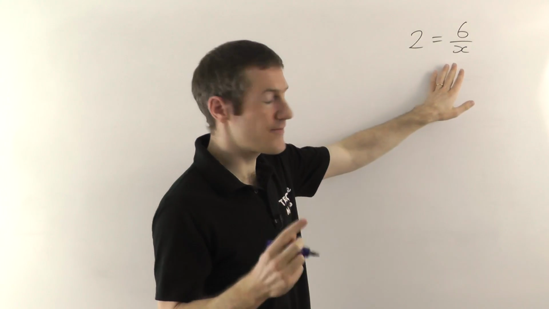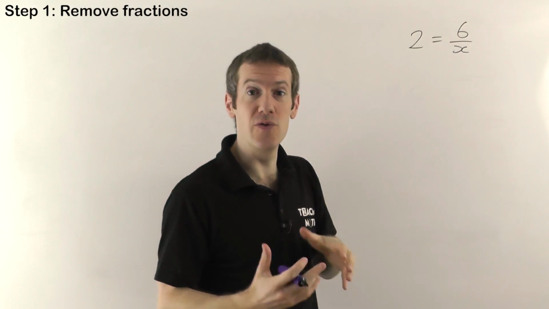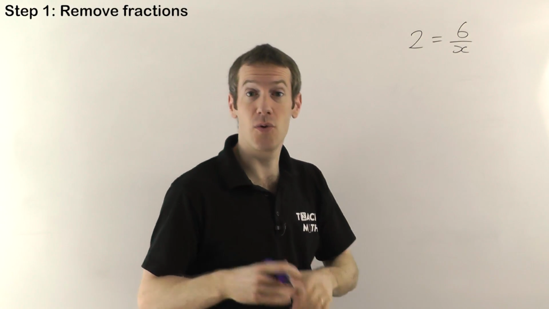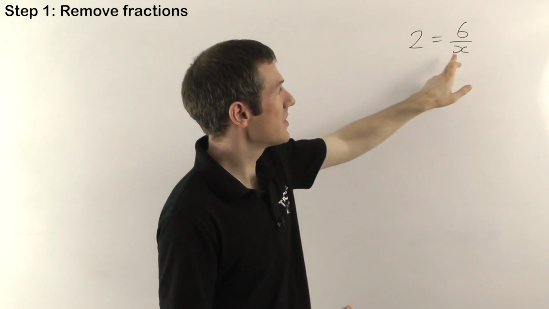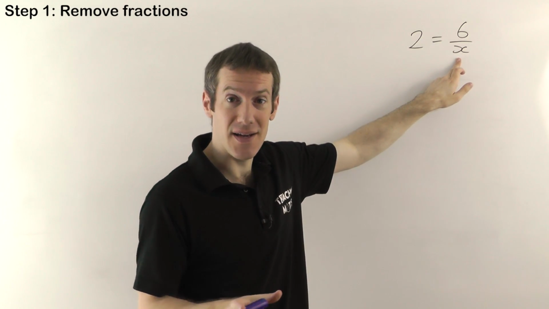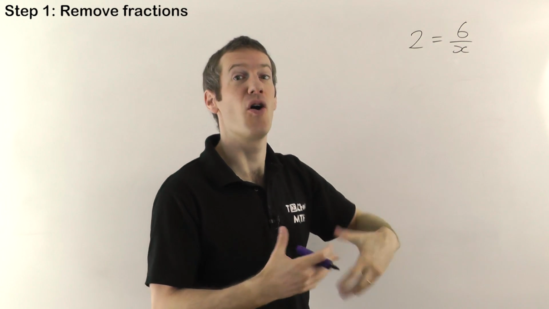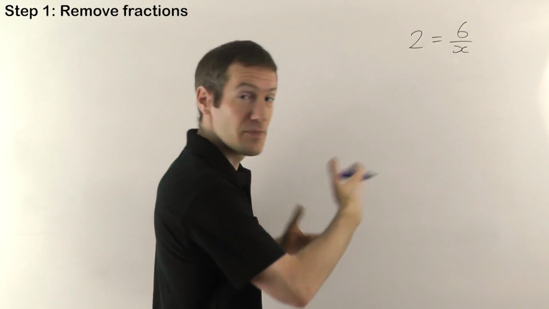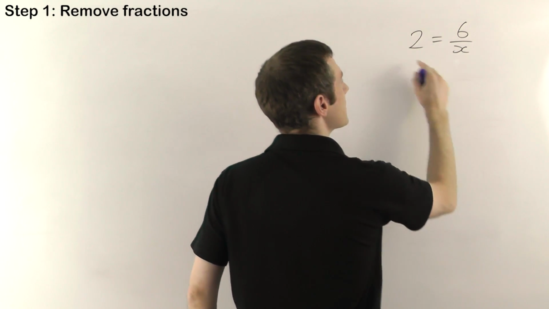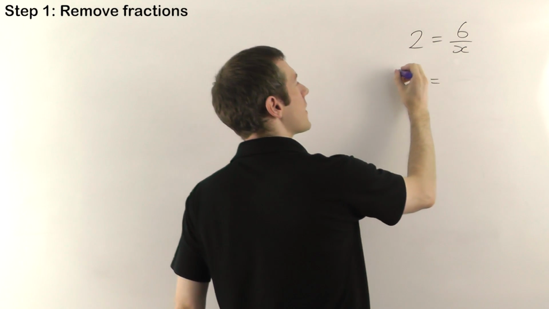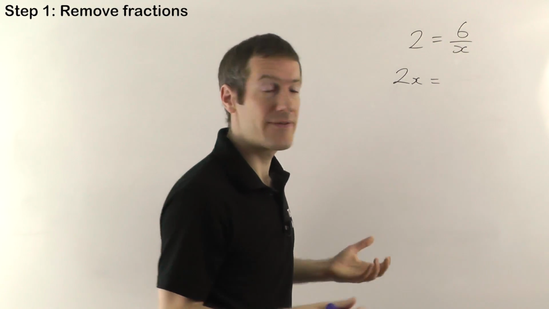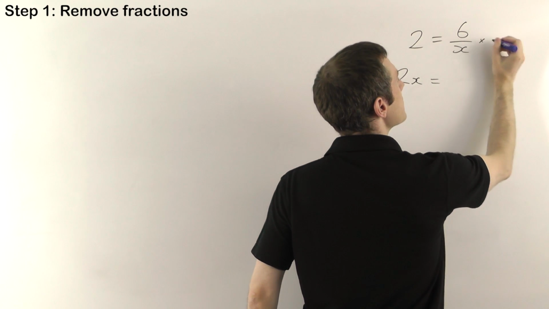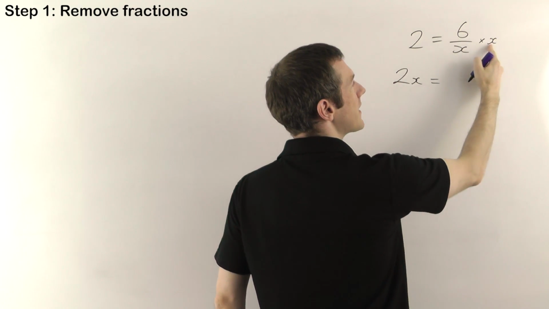So the first step is you remove fractions, and the way you remove fractions, if you remember from solving equations, is you always multiply by the thing on the bottom of the fraction. So in this case I want to multiply everything by x because x is the thing on the bottom of the fraction. So do it to both sides. If I times the left hand side by x, I get 2x. If I times the right hand side by x, well, if you imagine a little times by x there, it's going to cancel with this one.